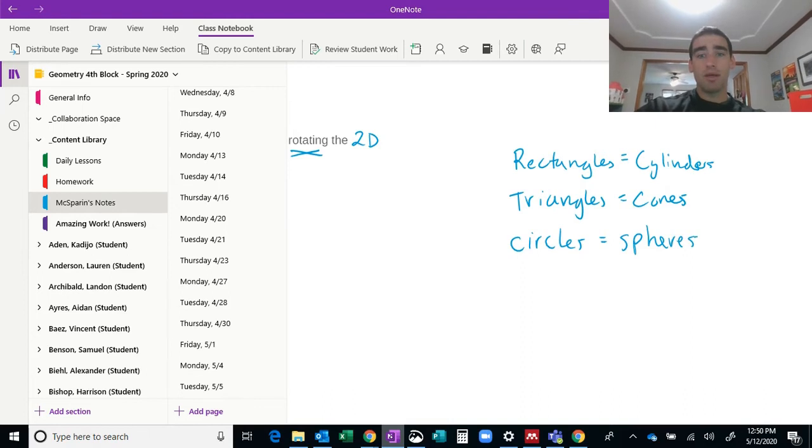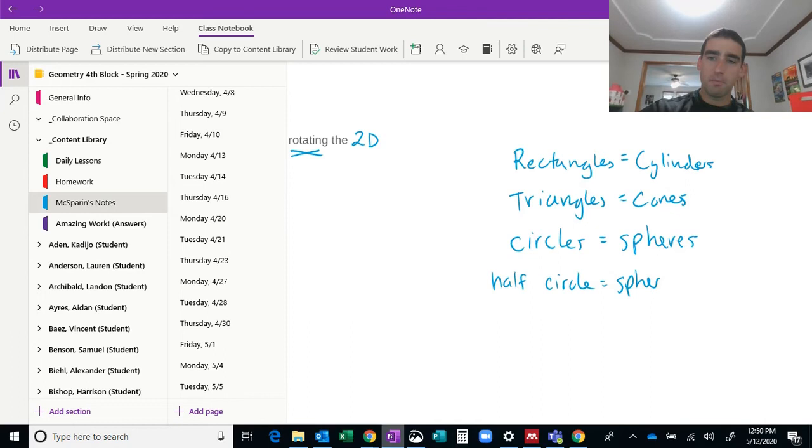Sometimes they will rotate a hemisphere, or we'll call it a half circle, or what do they call it, a semicircle? We'll call it a half circle, and nobody will even be mad at us. A half circle could make a sphere or a hemisphere.